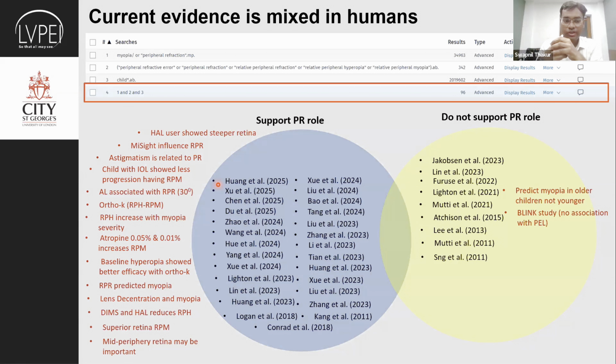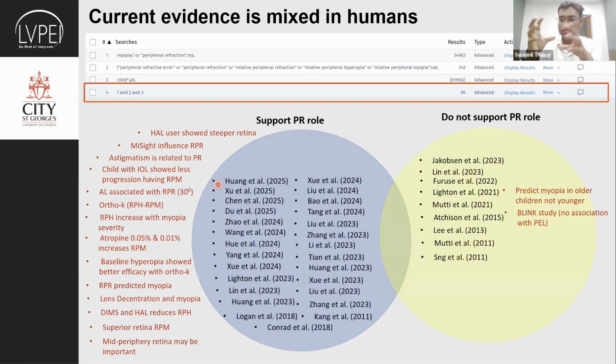And what other things we can know from this study was that the studies which have shown the role of relative peripheral refraction in myopia have concluded that the mid-peripheral retina, which is 30 to 40 degrees in the visual field of the retina, is important for myopia. I will quote one of the findings from the DIMS glasses, where they say that the nasal 20-degree relative peripheral refraction is more correlated with the DIMS efficacy.